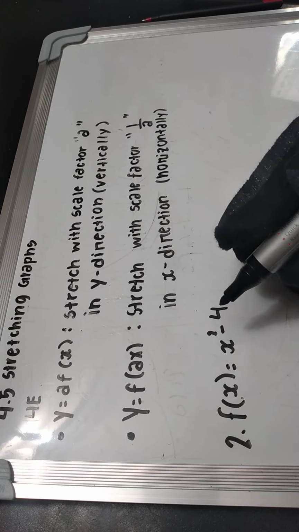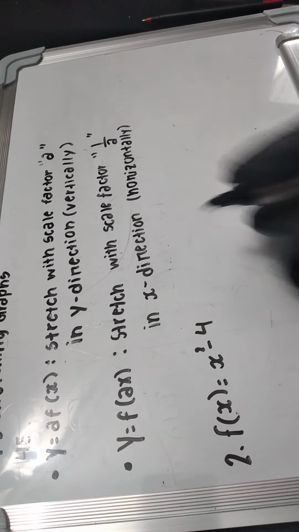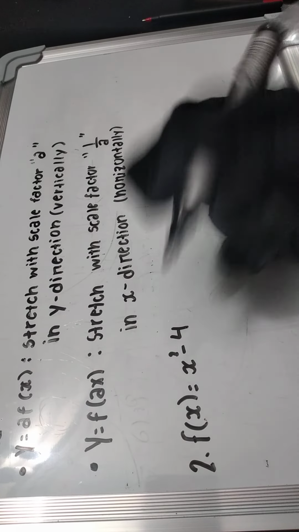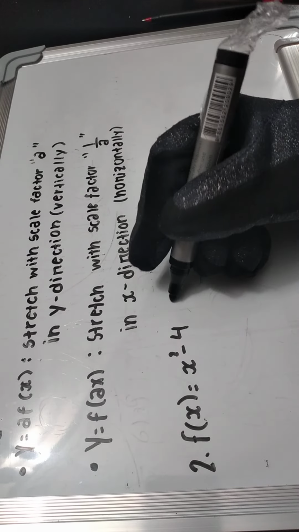I'm doing exercise 4E, question 2. f(x) is x squared minus 4. Let's sketch this curve first, as part A asks for it.